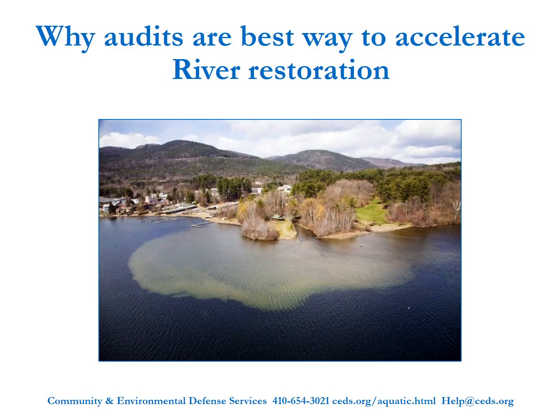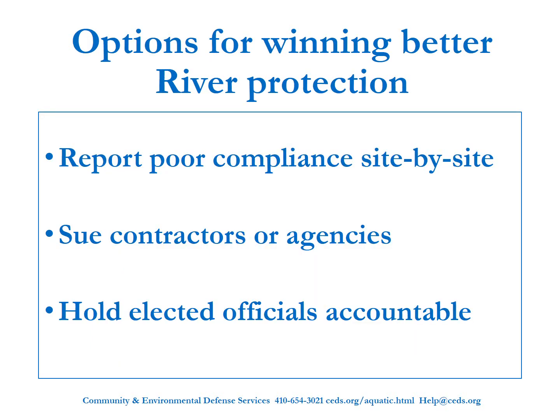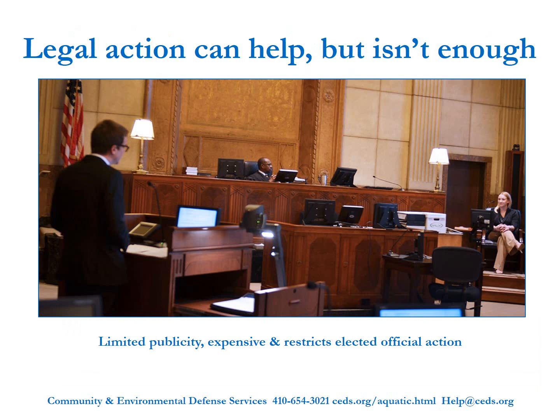Okay, now for the last topic, why audits are the best way to accelerate river restoration. These are the 3 basic options for improving river protection. You can report compliance problems site by site. You can threaten to sue contractors or agencies when the compliance isn't improved on site, or you can hold elected officials accountable for improving compliance throughout a watershed or a county. So legal action can help, but it's frequently not enough.